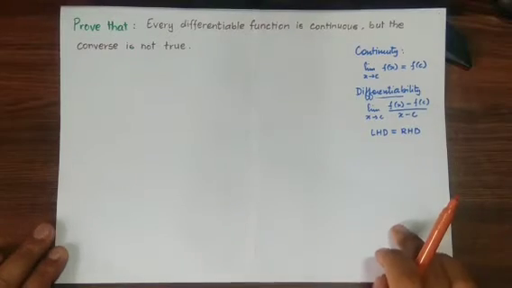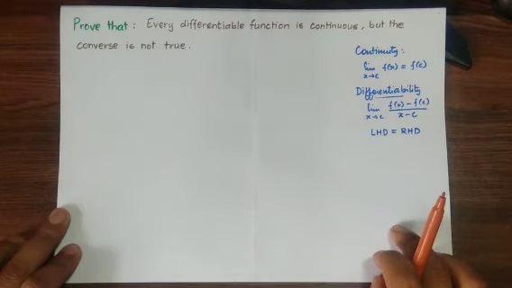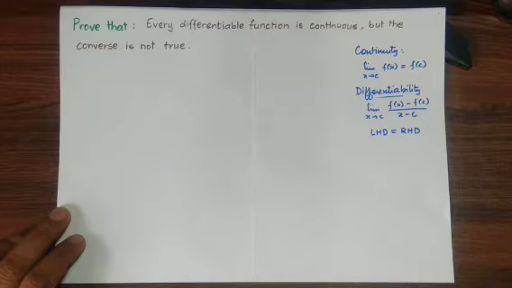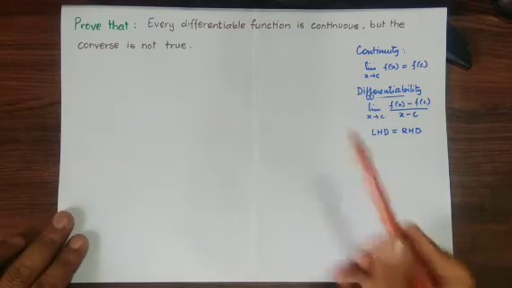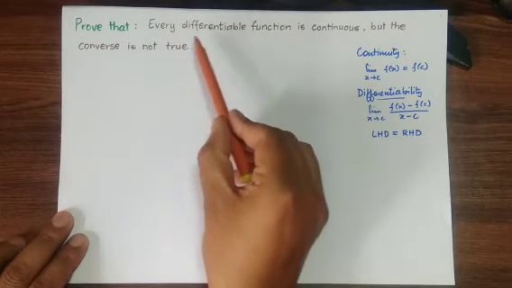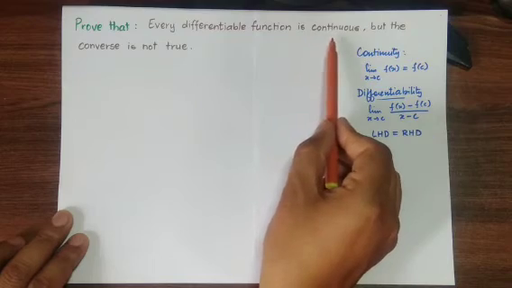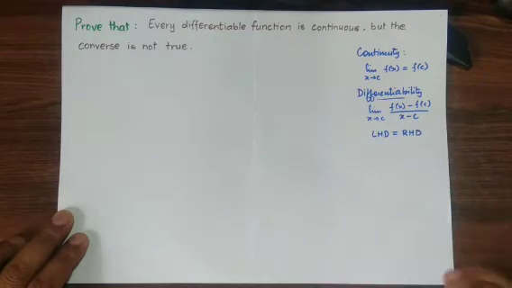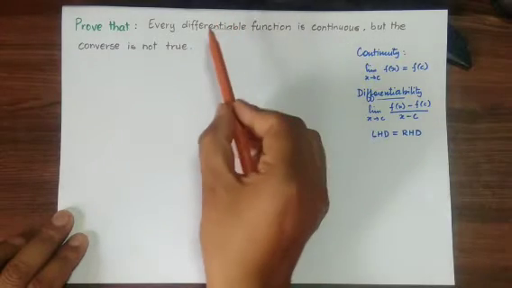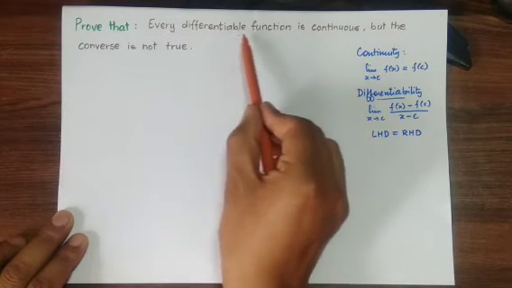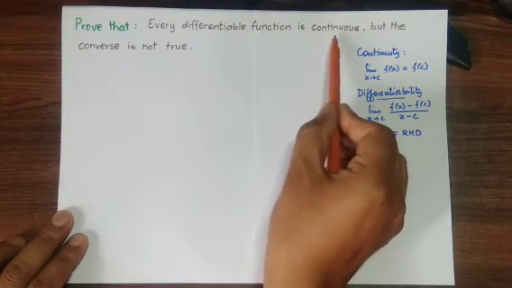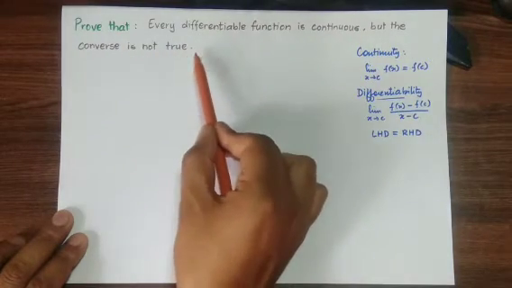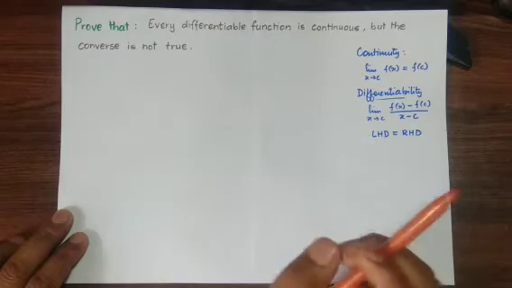Okay, dear students, now after understanding differentiable functions, we'll move on to prove the first theorem of this particular topic. Now the theorem says every differentiable function is continuous, okay, but the converse is not true. That means we are going to show that every differentiable function is continuous, okay, and to prove that the converse is not true, we'll take a counter example.